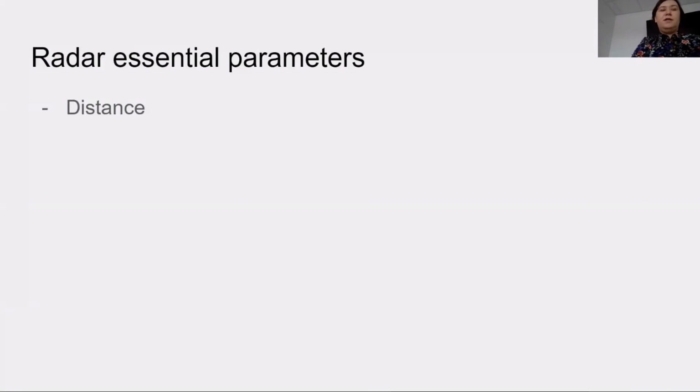Okay, so now let's focus on some essential parameters for the radars. First one is distance. To measure distance, we need the time when we send the signal and the time when we receive the impulse. When we have the difference between the times, we need to know the propagation speed of a radio wave, and it is constant. If we know the propagation speed and the time difference, it's easy to calculate the distance from the radar to the object.